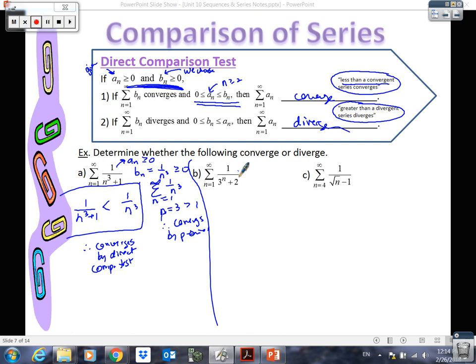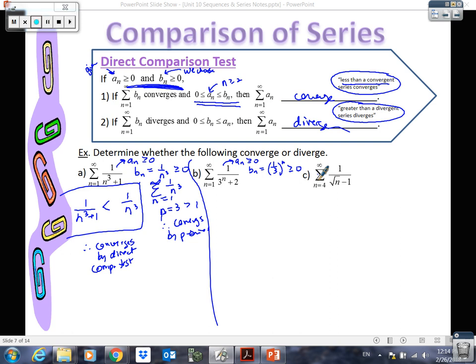It's a geometric series. So I'm going to call this my a sub n term, and a sub n is greater than or equal to 0. My b sub n term, I'm going to make 1 over 3 to the n. And that is also greater than or equal to 0. So I have my criteria set up and ready to use the test.